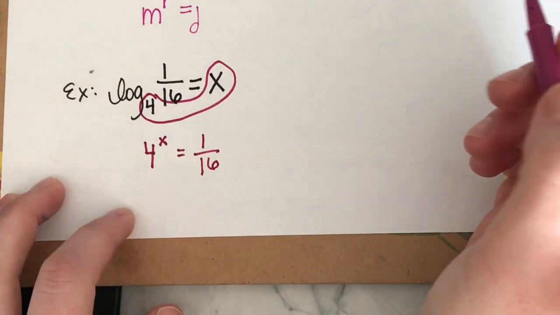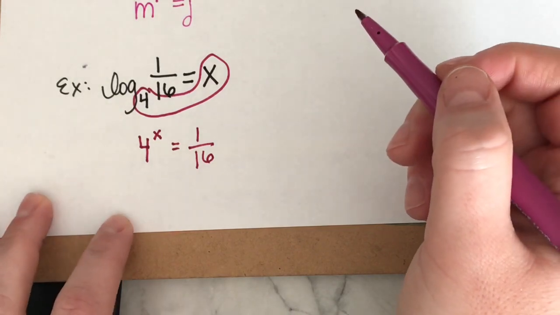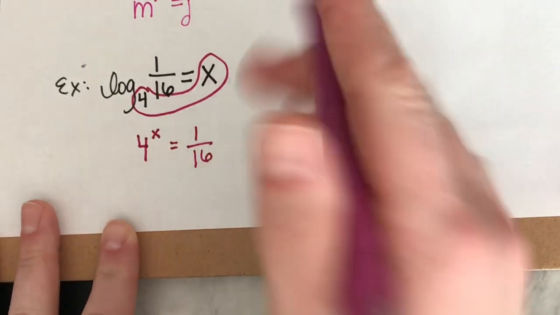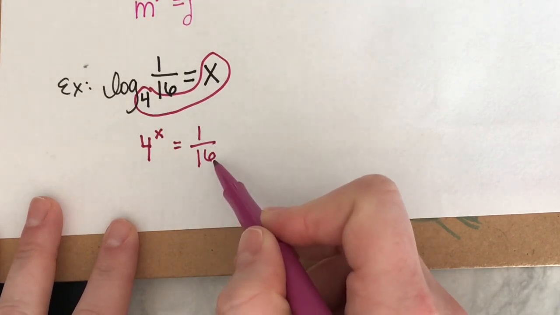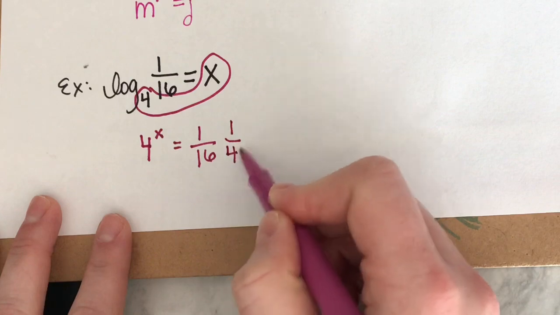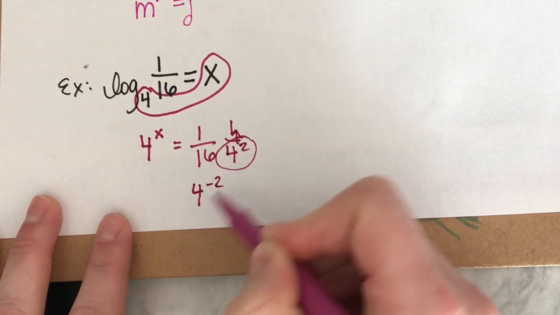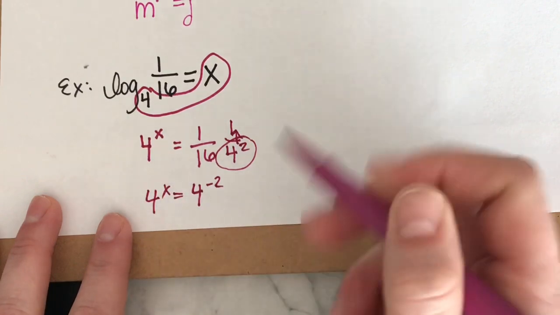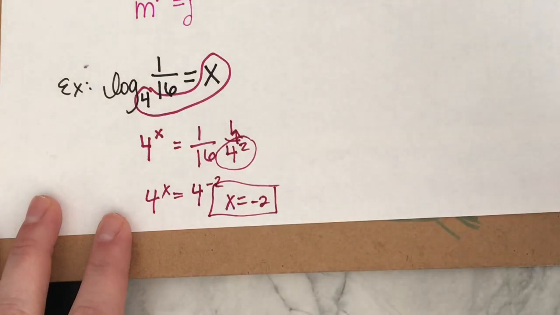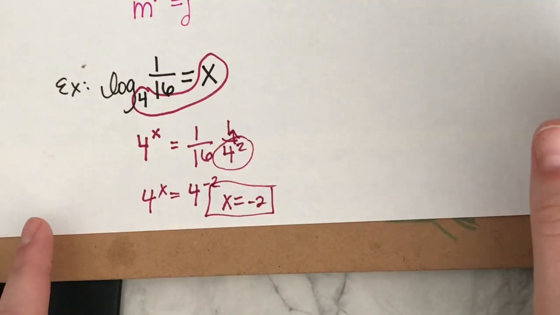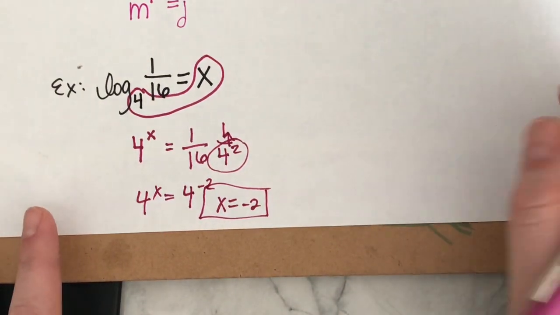1/16. Well, this is now one of those exponential equations by rewriting the base that you did in 7.5, I think. So I know that 16 can get rewritten as 4 squared, and then if I move it up, I get 4 to the negative 2. So I actually know that x is going to equal negative 2. So one way that you can evaluate logarithms is by setting it equal to x, converting it, and then solving the corresponding equation.